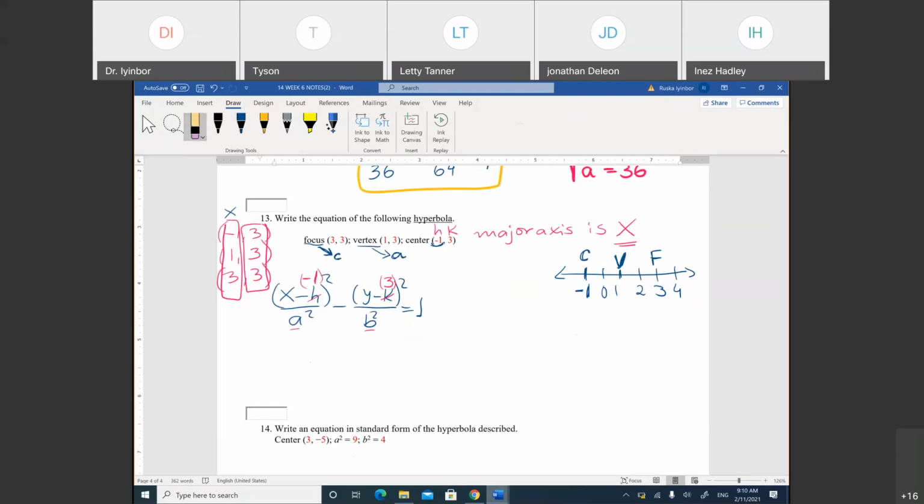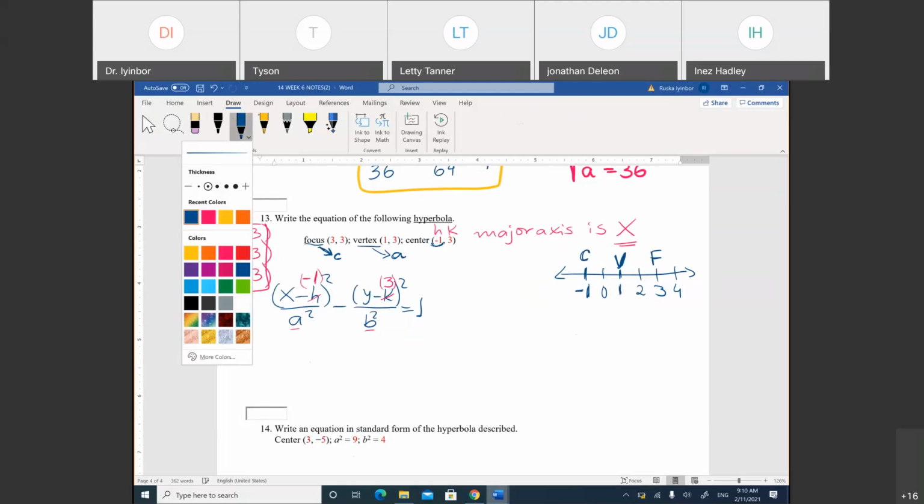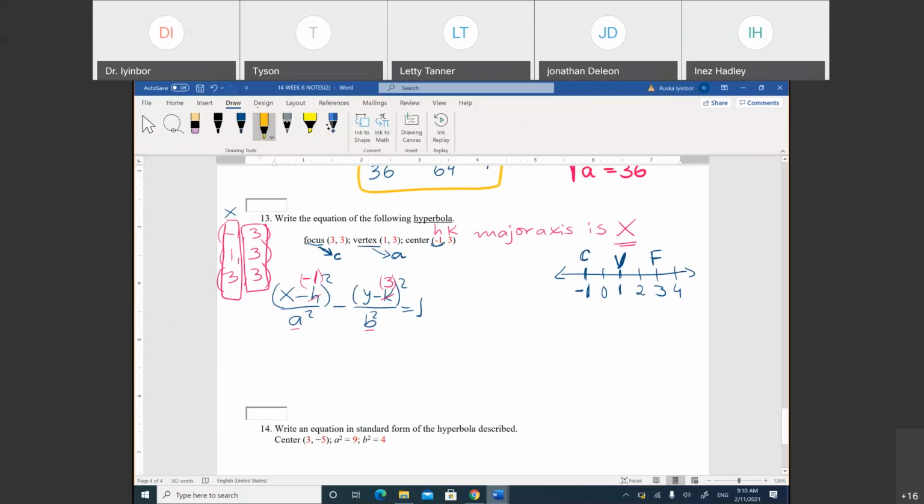Okay, so we have to count from the center to the vertex how many steps we have. So center to vertex, we have 1, 2 steps, right? So that's why A is gonna be 2. Everybody see that? That's right, good job. A is gonna be 2.